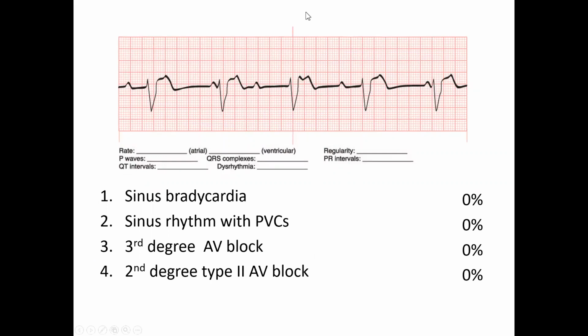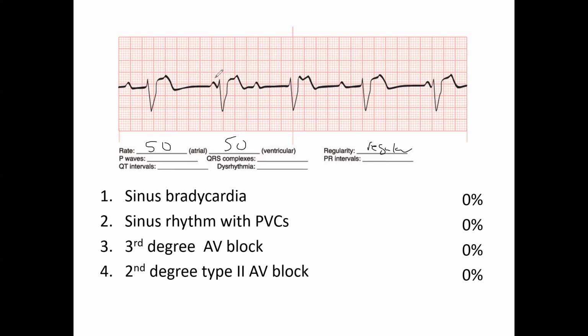So let's take another peek at this one, utilizing the same stuff. If we're looking at our atrial rate, let's count our P waves. You've got a P wave here, here, 3, 4, 5. Let's see. So it looks like maybe our atrial rate is possibly 50. Ventricular rate is 50. Regularity seems to be fairly regular. Let's look at our PR interval.